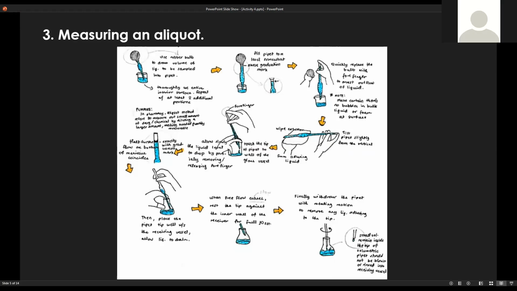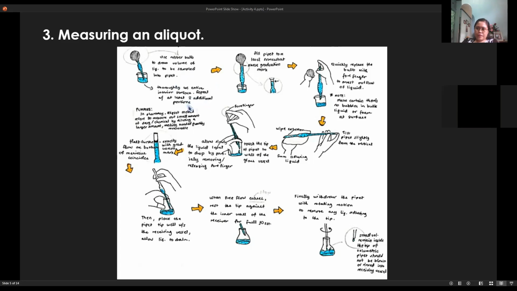So for measuring an aliquot, first, use a rubber bulb to draw a volume of the liquid to be sampled into the pipette. Then thoroughly wet the entire interior surface. Then repeat with at least 2 additional portions.